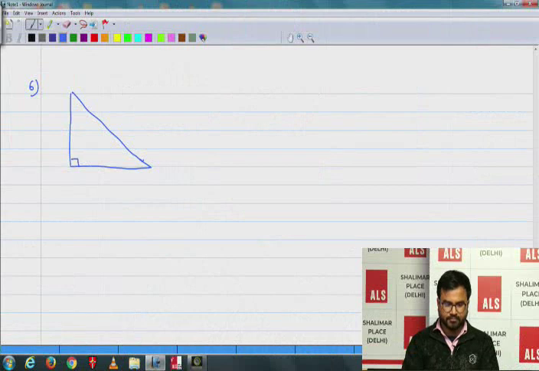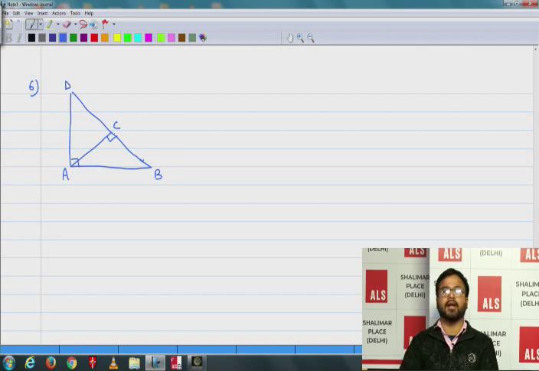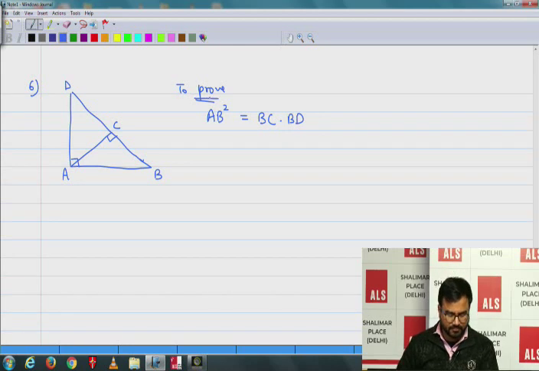Suppose this is a right angle triangle ABD and this AC is perpendicular. You have to prove that AB square is equal to BC into BD. Try this. ABD is a right angle triangle at A, and AC is perpendicular to BD. We have to prove this.